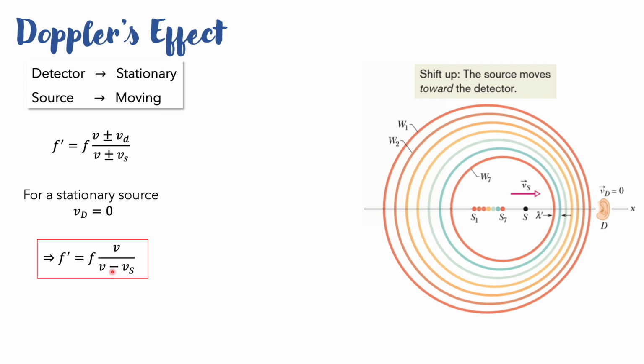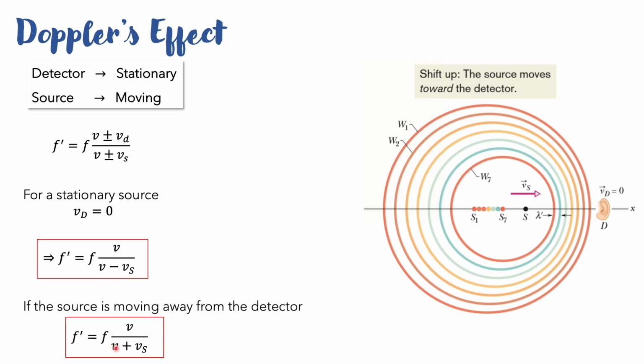So what if the source is moving away from the detector? When the source moves away from the detector, there must be a downshift, right? So the frequency should decrease when they're moving away. Then we will use a positive sign here between the two, right? So here we are using V plus Vs, so it will decrease the overall value here, causing a downshift.